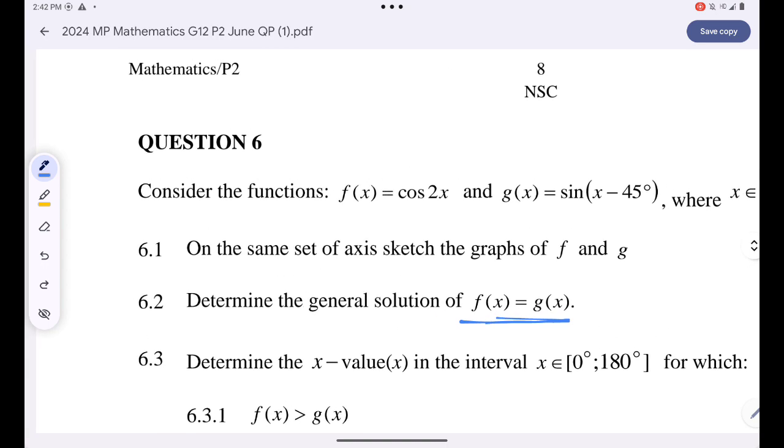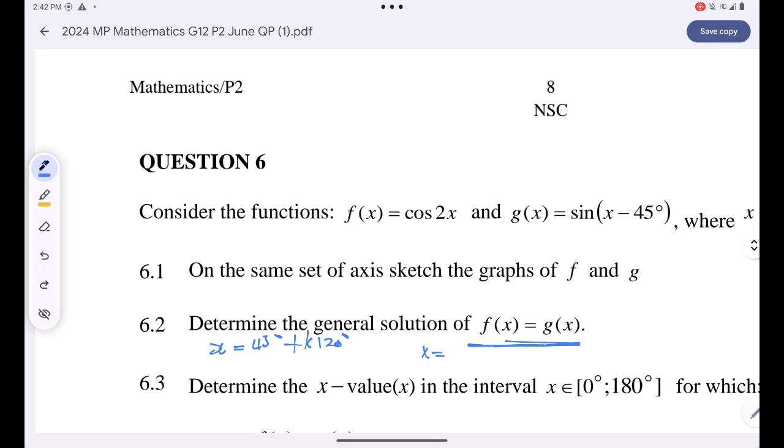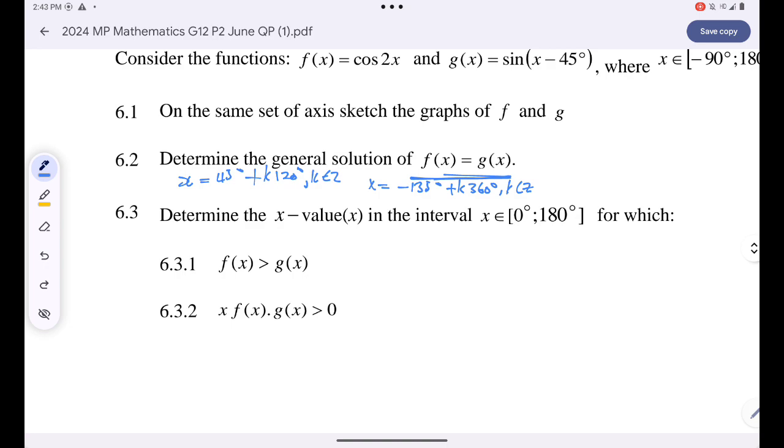Oh, okay. Ask, guys. They wanted the general solution, not the actual answers. But the general solution, guys, will simply be x is equal to 45 degrees plus k times 120. Another one, x is equal to negative 135 degrees plus k times 360, where k is an element of integers. But since I already found the solutions, it's fine.